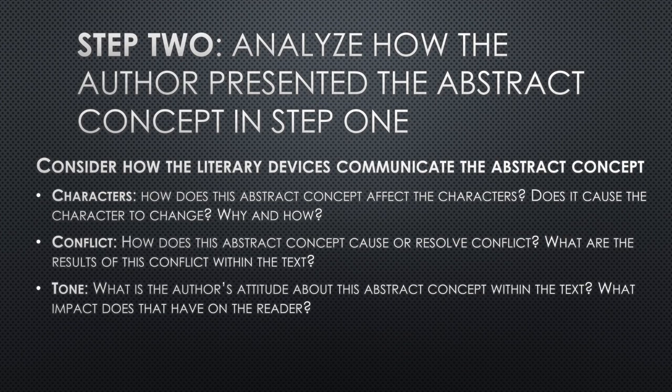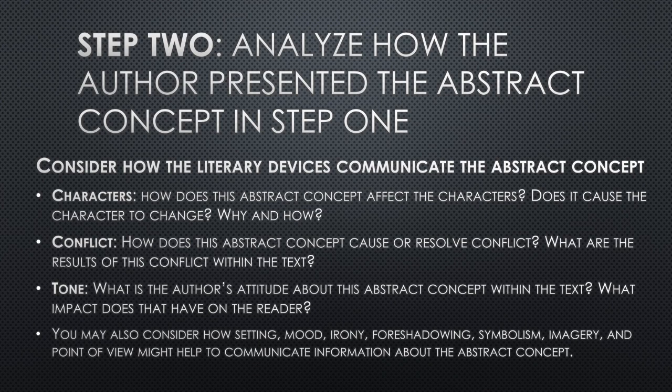And tone. What is the author's attitude about this abstract concept within the text? What impact does that have on the reader? How does it make you feel as the reader? You may also consider how setting, mood, irony, foreshadowing, symbolism, imagery, point of view, and other literary devices might help to communicate information about the abstract concept.